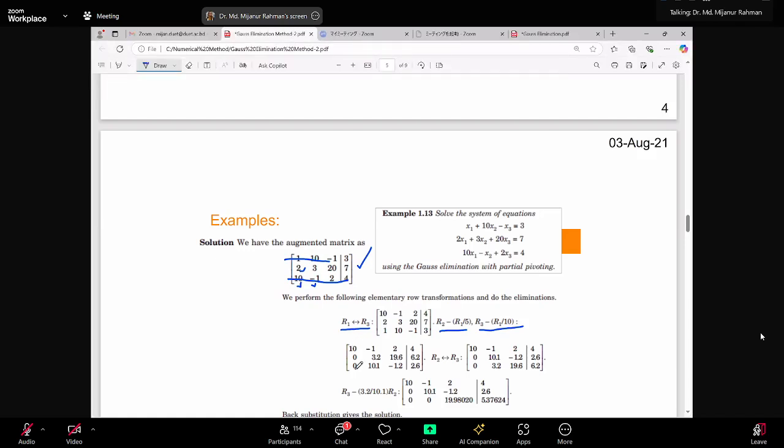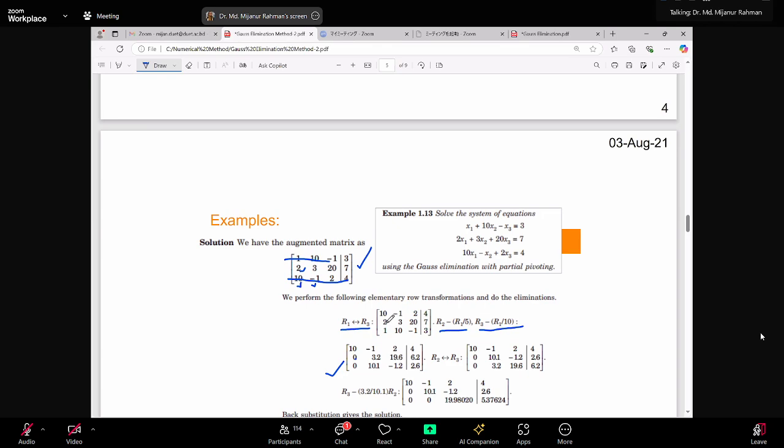R2 minus R1 by 5 and R3 minus R1 by 10. How can we do this? Or how can we convert this equation? How can we get this equation? Say first one 10 minus 1, 2, 4. This is as usual. But these two become 0. How can we do this?